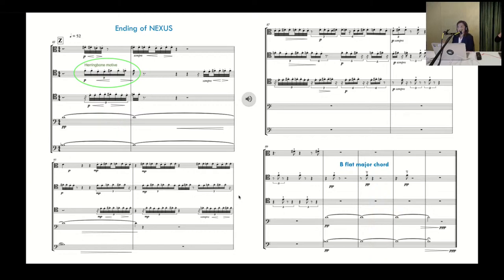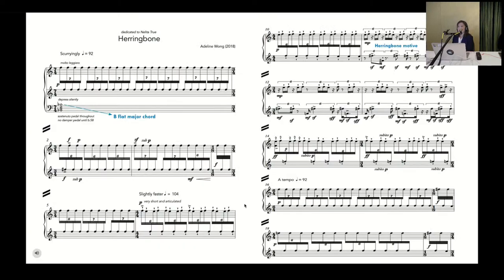So that's the ending of the low brass quintet piece called Nexus. And this is what we heard earlier on. We'll just have a very short listen to it. So you can see that the F from the previous piece is now a repetitive F note.